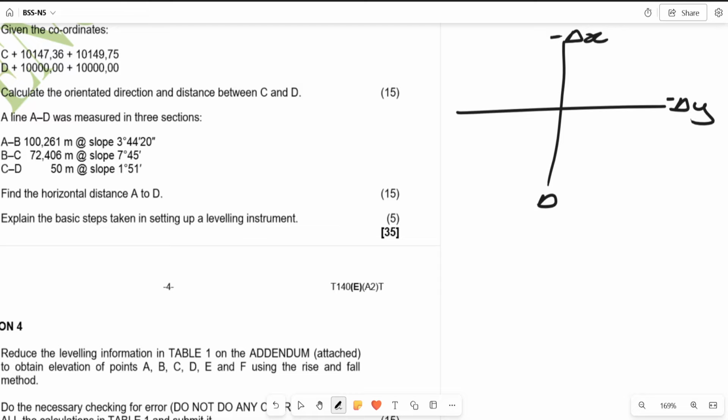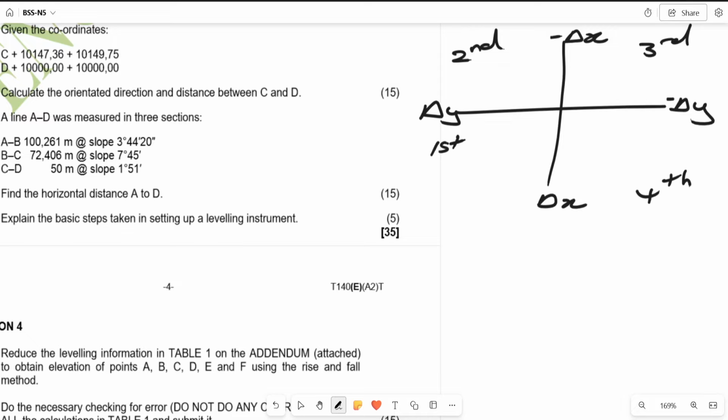Delta, you can even not say delta, you can just say y, and this will be the positive one, and then this is going to be delta y, and this is going to be positive. And this is our first quadrant, right? First quadrant, this is our second, right? And this is our third, this is our fourth.